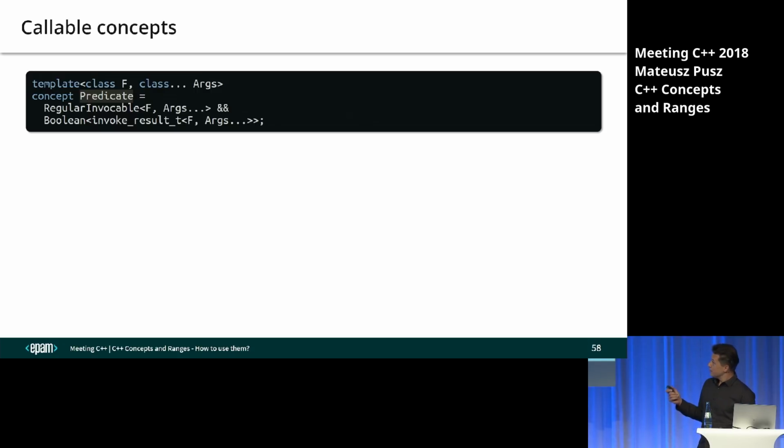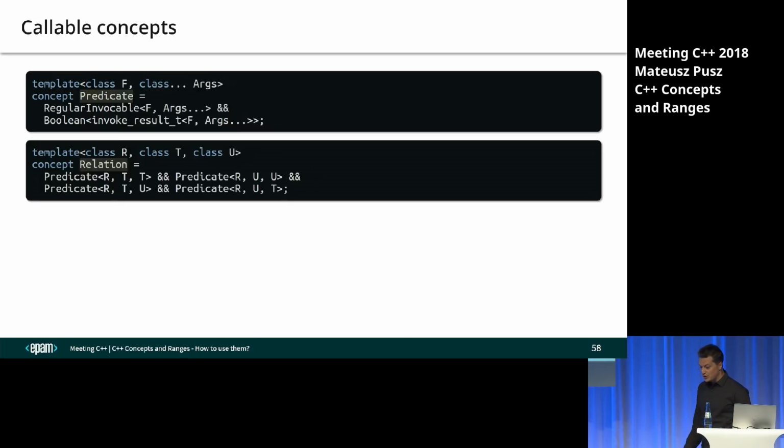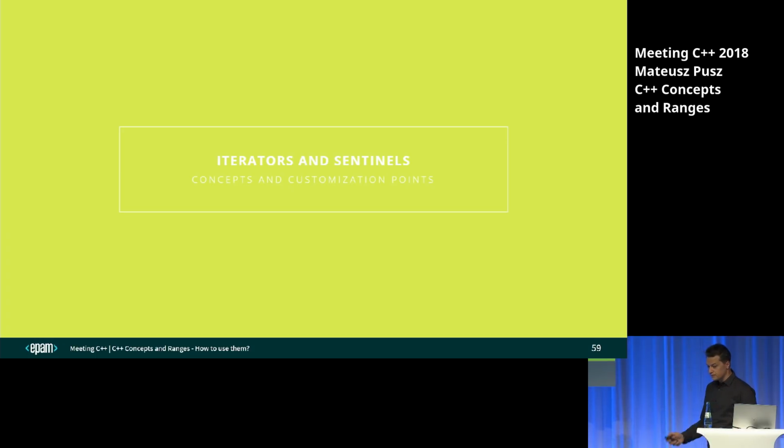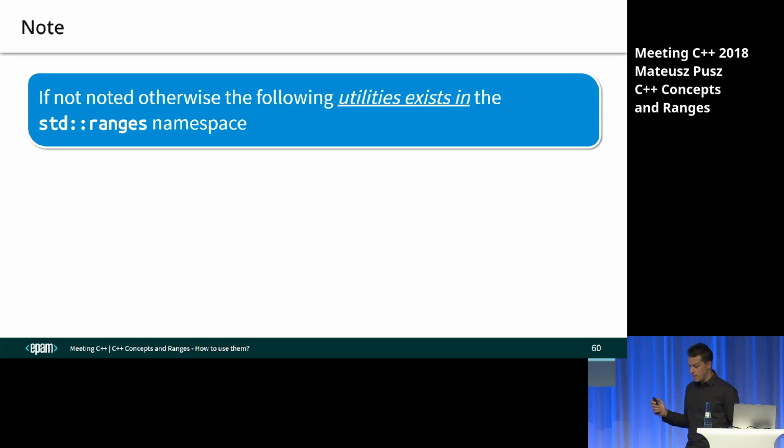Predicate is a regular invocable whose result satisfies the Boolean concept. Relation is a predicate between T and U classes. Strict order is a relation that supports strict ordering between its arguments. And with that, we are ready to go into new stuff from the ranges library. If not noted otherwise, the following utilities exist in the std::ranges namespace.